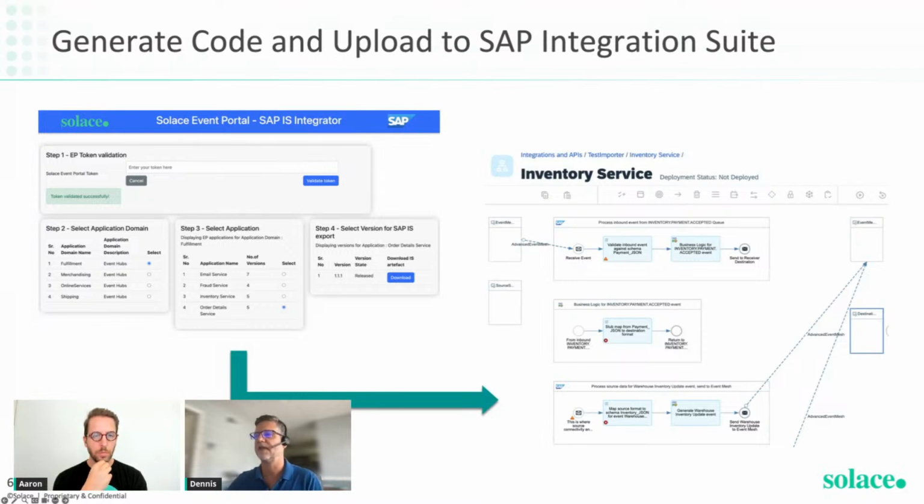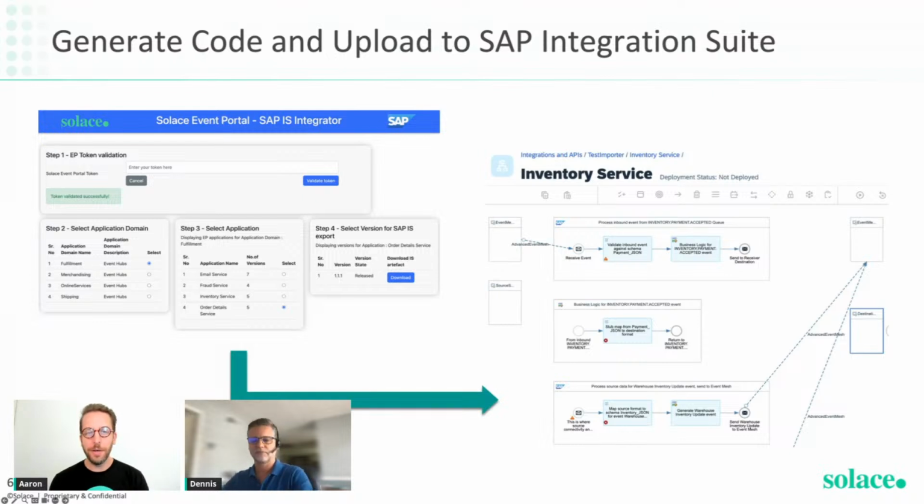And then we do lifecycle management, and there can be multiple versions of an application. You select the version that you want, you download it, and then you can upload it right into SAP Integration Suite, and boom, you get your scaffolded code. Again, you'll see this happen in real time. Very cool.